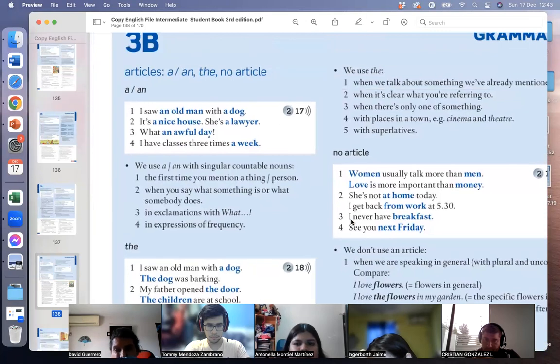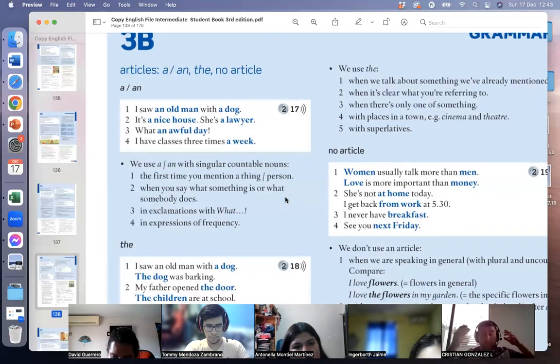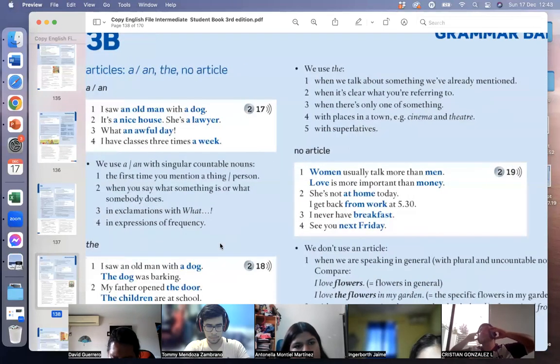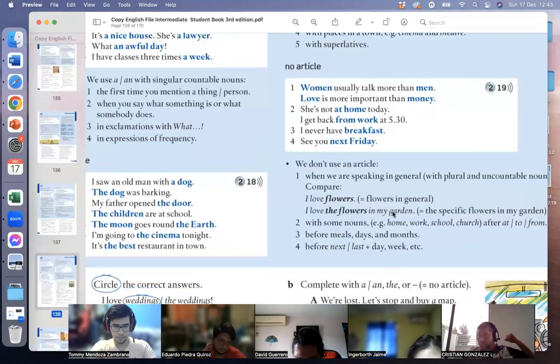So remember, a and an we are using for singular countable nouns when we're mentioning something for the first time, okay? These are the main ones. Then the article the we use to talk about something that we already mentioned. We use it to talk about something specific. So this is a good example.